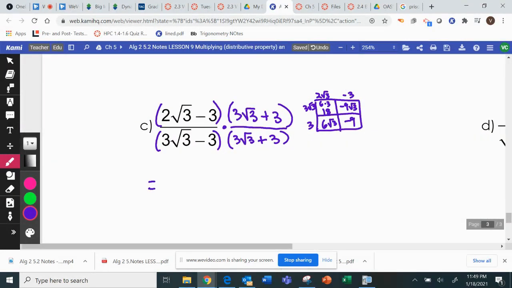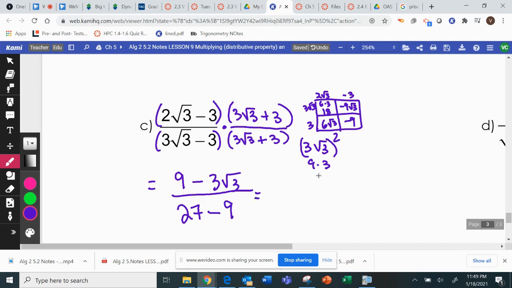So my new numerator is going to be, what is this? 18 minus 9 is 9. And then minus 3 square root 3. And then my denominator, we've got 3 square root 3 squared. So it'll be 9 times 3, so 27 minus, and then 3 times 3 is 9. 9 minus 3 square root 3 over 18.